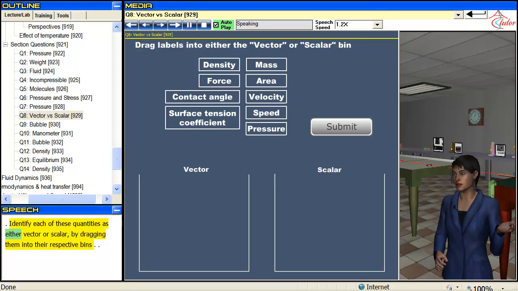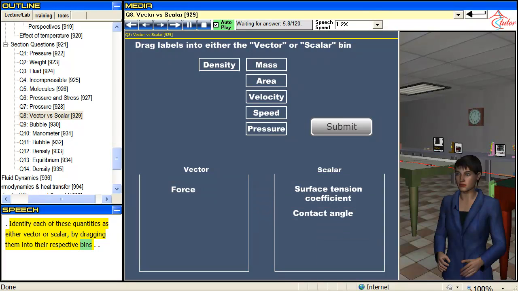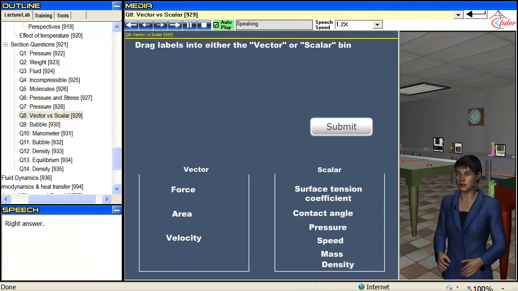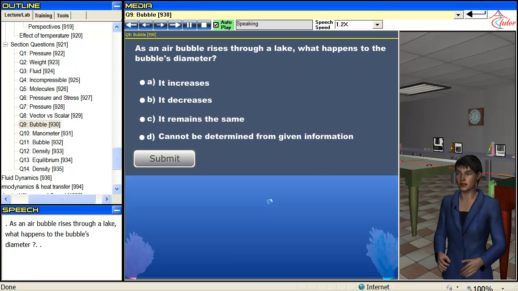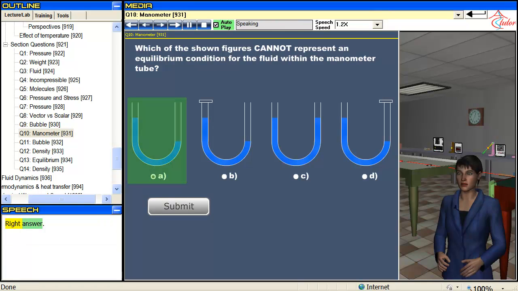Identify each of these quantities as either vector or scalar by dragging them into their respective bins. Right answer. As an air bubble rises through a lake, what happens to the bubble's diameter? Right answer. Which of the shown figures cannot represent an equilibrium condition for the fluid within the manometer tube? Right answer.